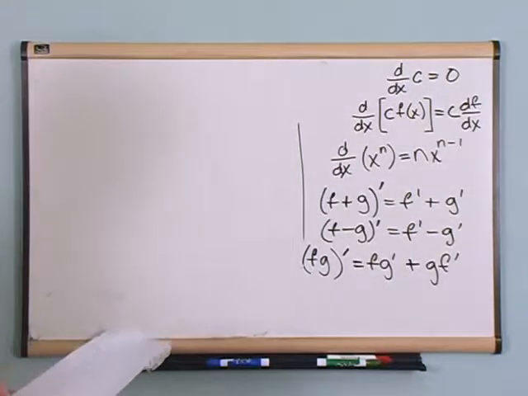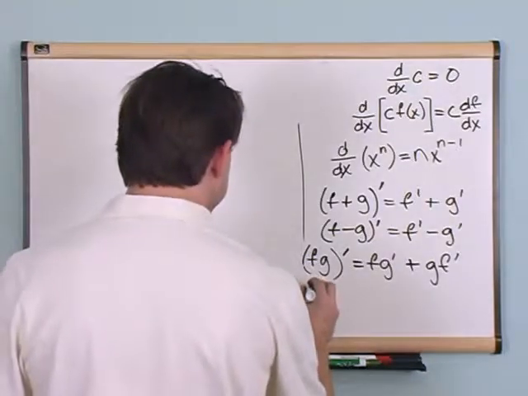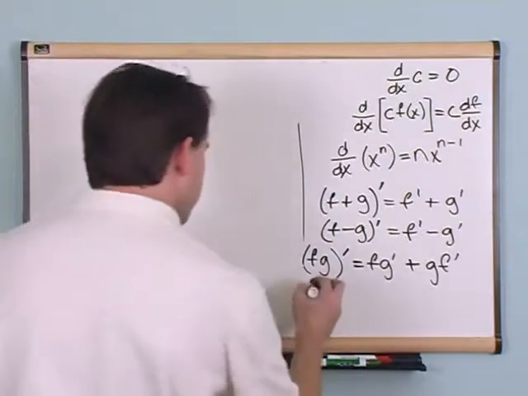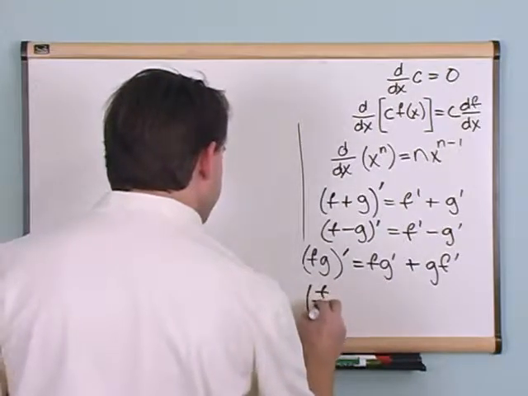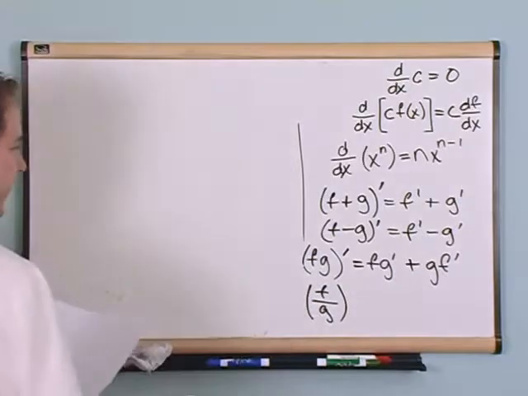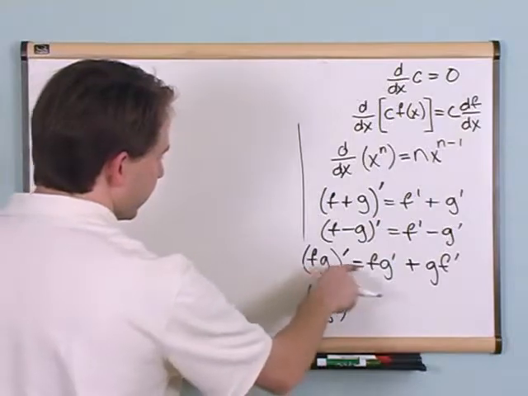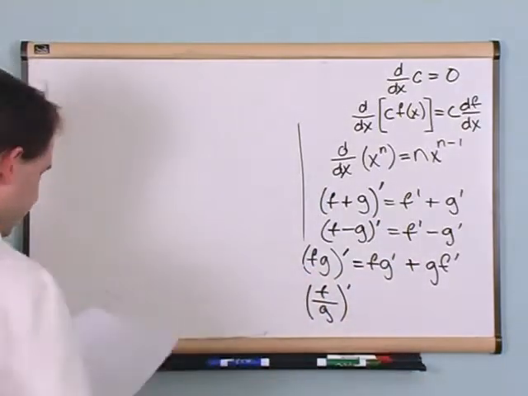Now we need to go over one more pretty important property, and that is, what if you have a function of x divided by a function of x, and I take the derivative. So here I've multiplied two functions, and this is what I have to do, and here I divide two functions. What do you have to do there?